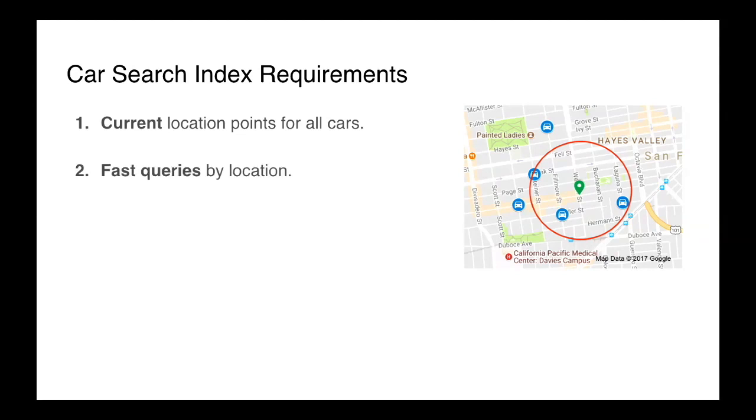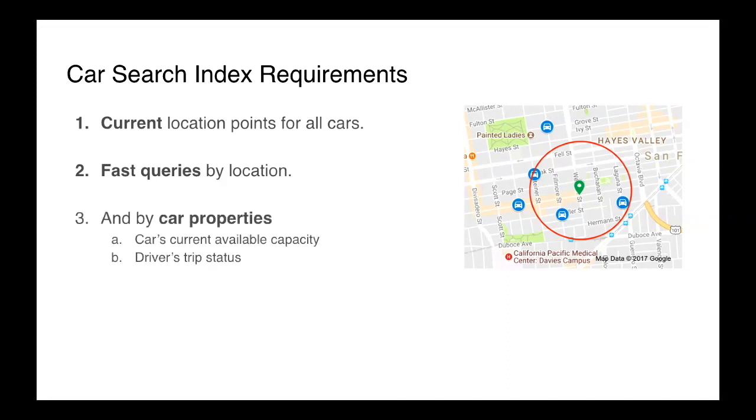Next, we need these queries to be fast. So there's queries by location, and they have to be fast because we're hitting the system every time you open the app. We're hitting the system every time you hit the button to dispatch. So if these queries are slow, your entire trip experience is degraded. So we can't have that. So this has to be fast.